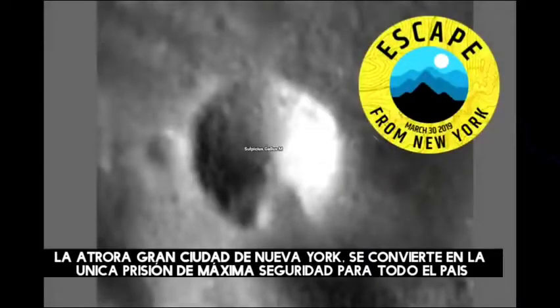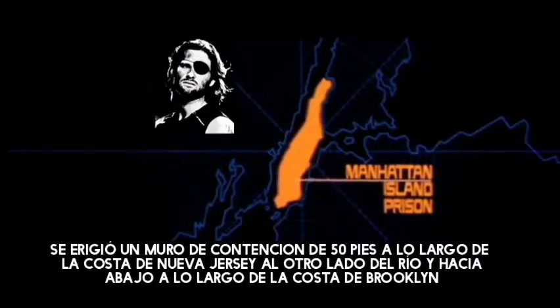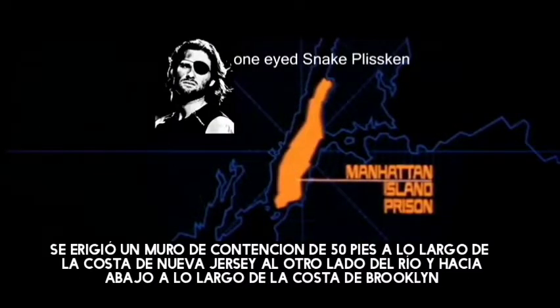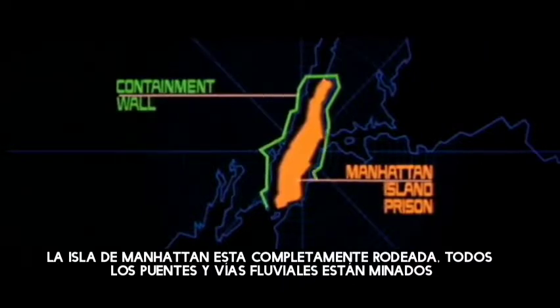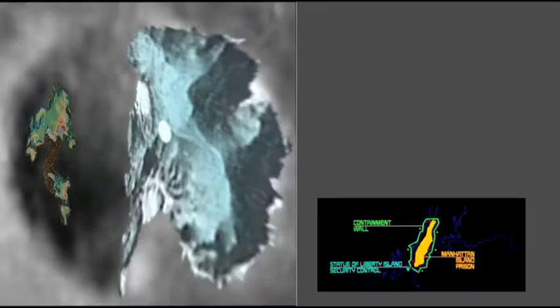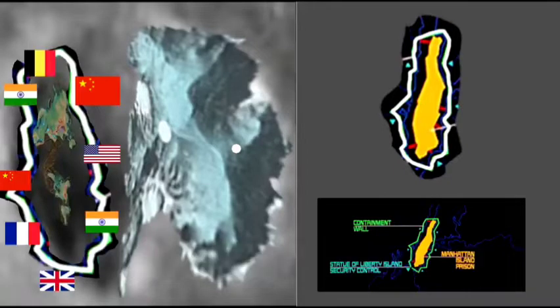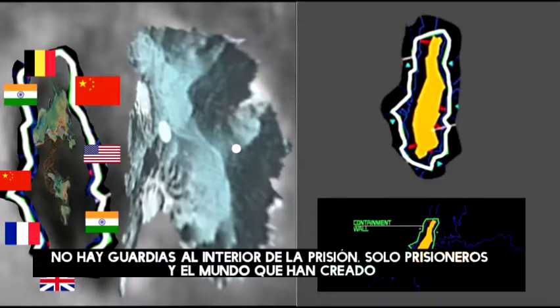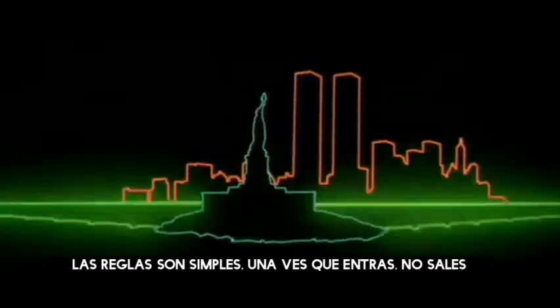The once great city of New York becomes the one maximum security prison for the entire country. A 50-foot containment wall is erected along the New Jersey shoreline, across the Harlem River, and down along the Brooklyn shoreline. It completely surrounds Manhattan Island. All bridges and waterways are mined. The United States police force, like an army, is encamped around the island. There are no guards inside the prison, only prisoners and the worlds they have made. The rules are simple. Once you go in, you don't come out.